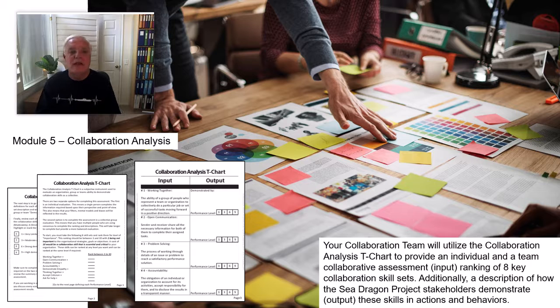So we've got a collaboration T-chart that you're going to put together. You're going to actually rank and rate your own organization. Your team will create a ranking for yourself, and you're going to look at specific key people, key stakeholders, and what the collaboration analysis would tell you about them.